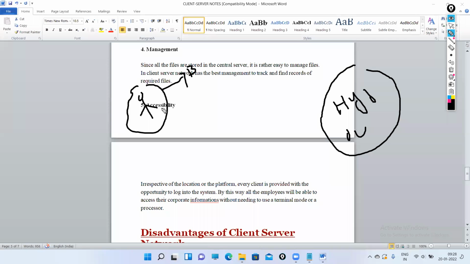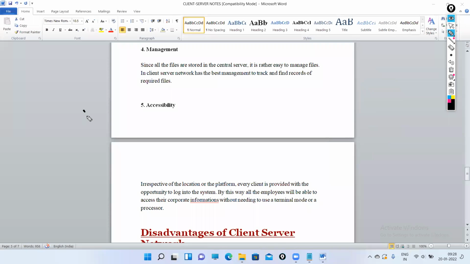Now this person wants to access this website. Yes, this person can access it irrespective of location, irrespective of platform. Platform means irrespective of what, madam? Machine.